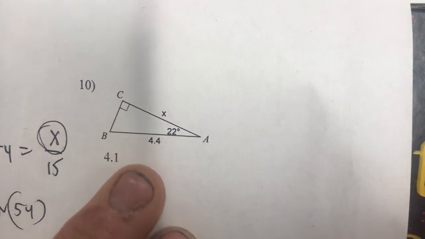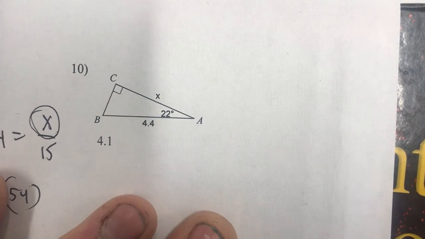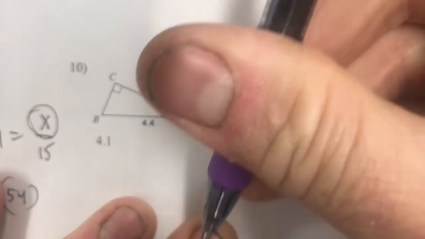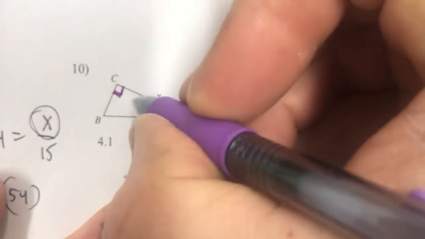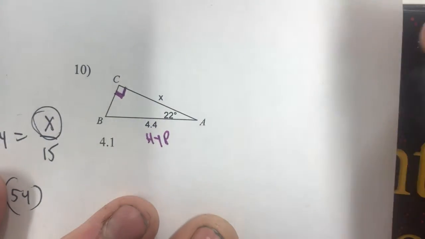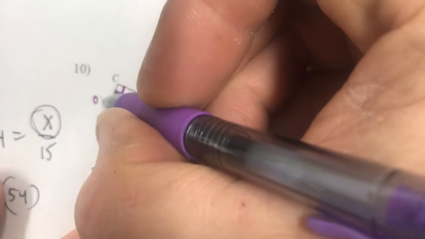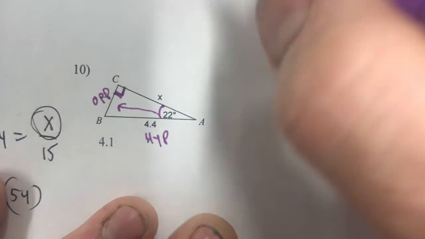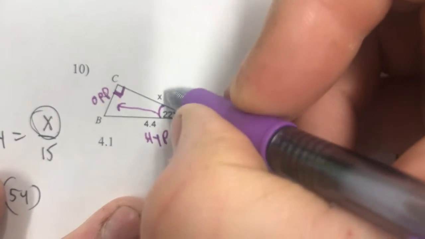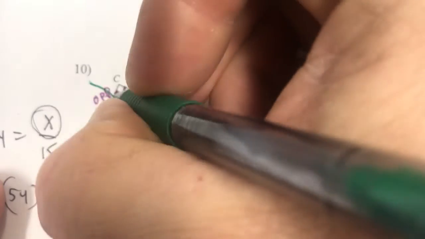All right, and then number 10. All right, label the sides. Here's my right angle, which means down here's my hypotenuse. You got to get these things labeled, right, or you're going to screw up. There's the angle I'm going to deal with, which means over here's my opposite. And right next to my angle is my adjacent.